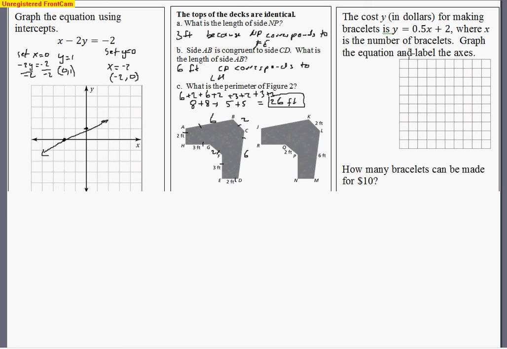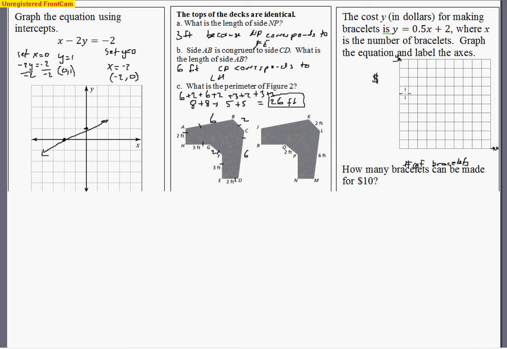So moving on to the last one, it says the cost Y in dollars for making bracelets is, and then this is the equation. So we'll go ahead and put down Y is the cost, that's this axis, and then this axis over here is the x-axis, and it represents number of bracelets. So let's write that down, number of bracelets. And so what they want us to do is graph this line on this.